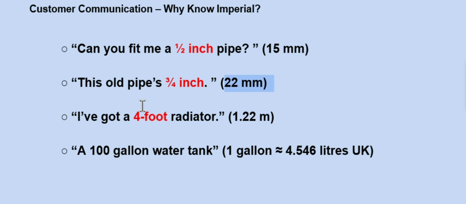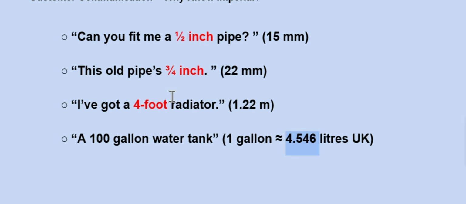When we fit radiators, very often we still talk about them in terms of feet. So a 4-foot radiator, 6-foot radiator. So they've got their metric conversions. With water tanks storing water, people talk about gallons. So you're going to have to know how to convert, or at least be aware that there is a way to convert these old Imperial units into the modern SI equivalents.